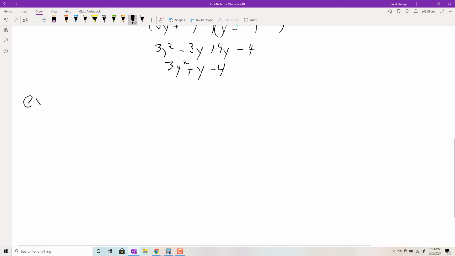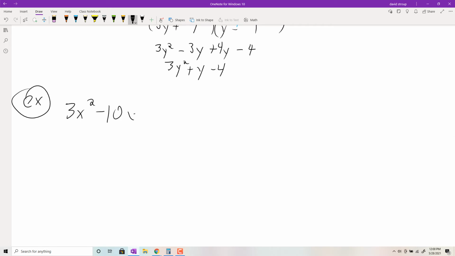Let's try another one. 3x squared minus 10x plus 7. Again, get your signs. This has to be minus minus, no other way around it. And then you could put in the 7 and 1. There's no other way to do that. Or you could play with the 3x and the x. Right? So it either has to be 1, 7 or 7, 1. So let's try 1, 7.